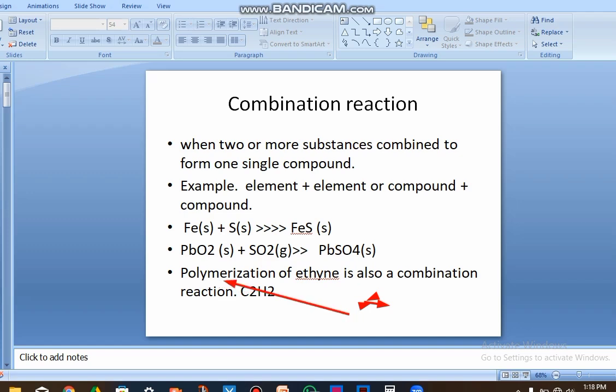Take note of this. The polymerization of ethine is also a combination reaction. This is the ethine, C2H2. Okay, C2H2. Let me show you something.